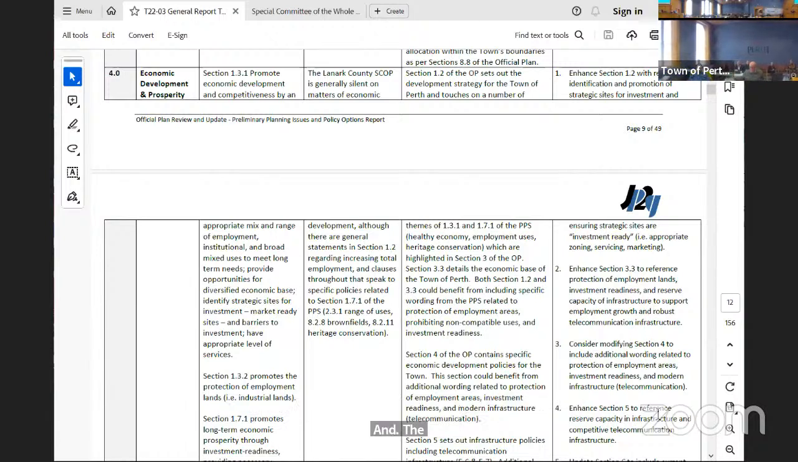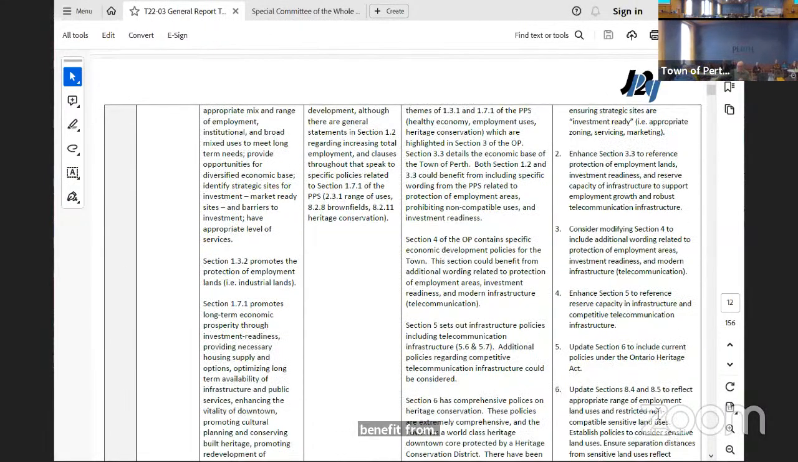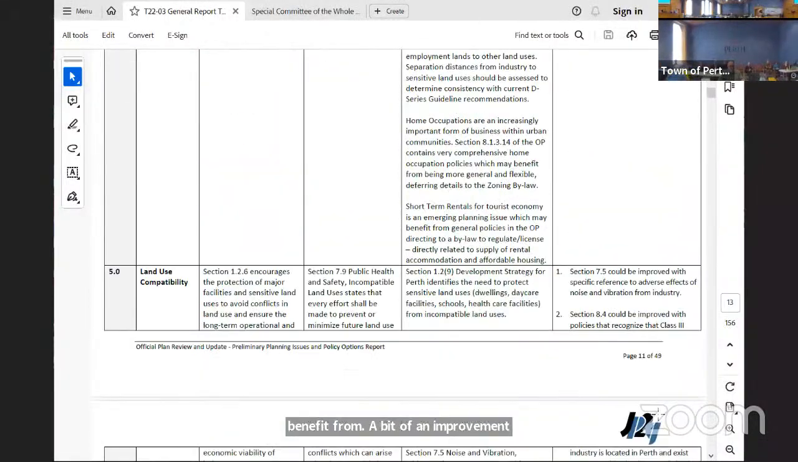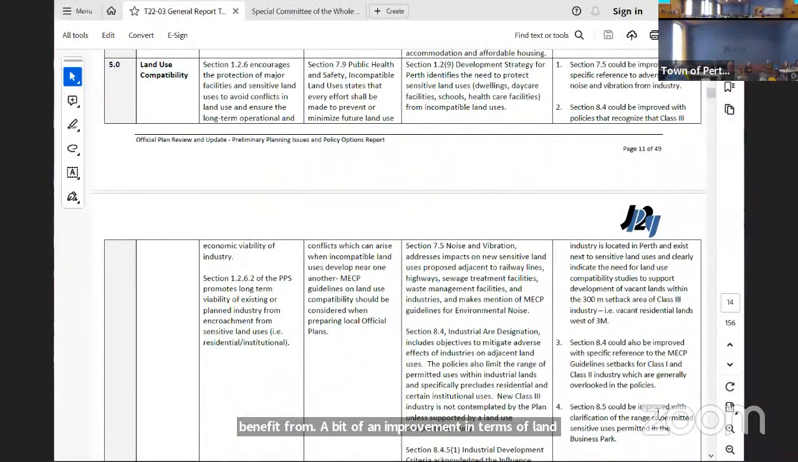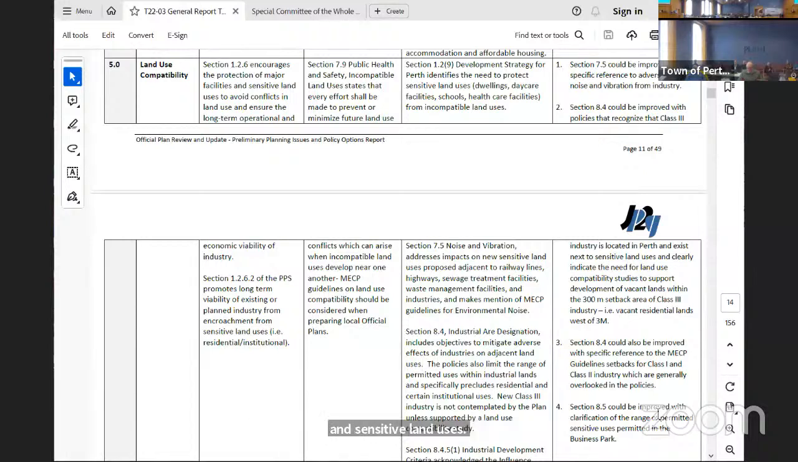The final component, I think, is that your plan would benefit from a bit of an improvement in terms of land use compatibility and the friction points that exist in a community like Perth between industrial and residential, industrial and sensitive land uses. And I've highlighted that as well. The other thing is that you've got home occupation policies that are in 2 areas of the plan. I think they should come into one.